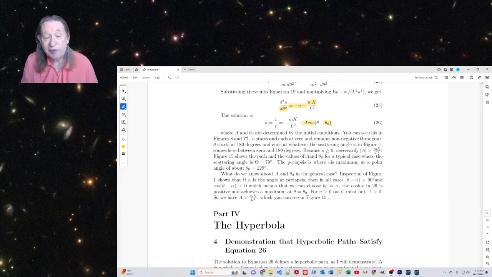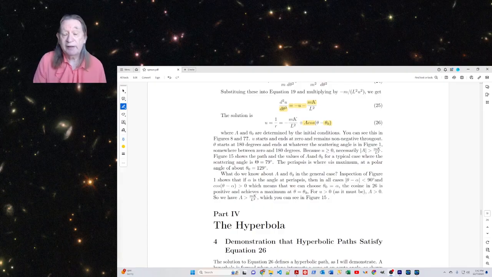Because when theta equals theta 0, the cosine is at a maximum. The inverse radius is at a maximum, so the radius is at a minimum. Another thing you can see is that for the radius to be positive, A has to be greater than mk over L squared. K, by the way, is the force constant. It's the product of the charges of the two particles divided by a proportionality factor to make the units come out right.